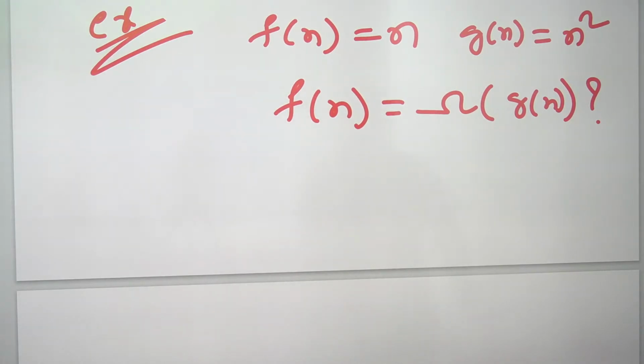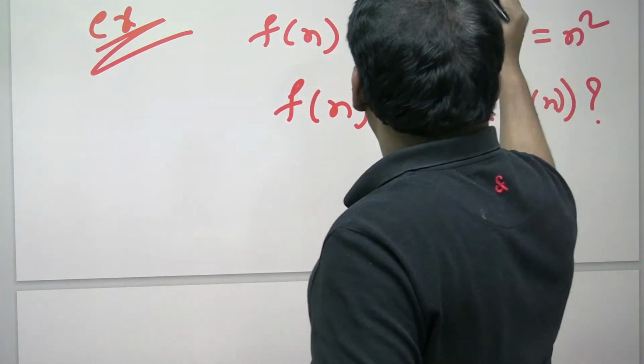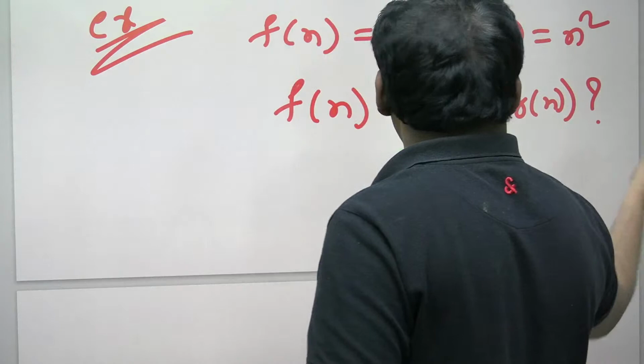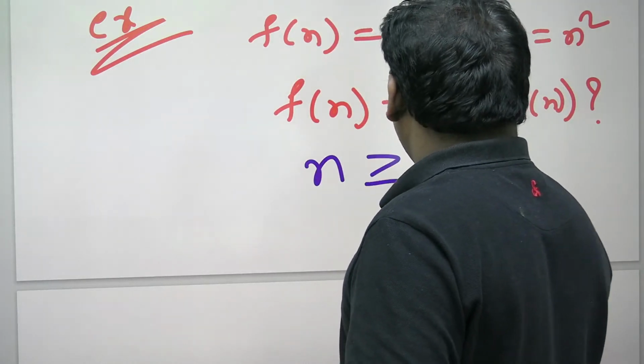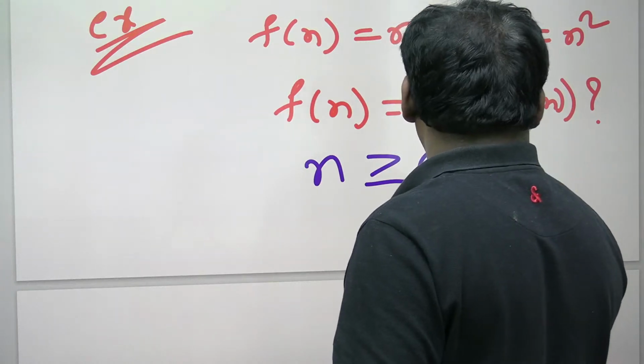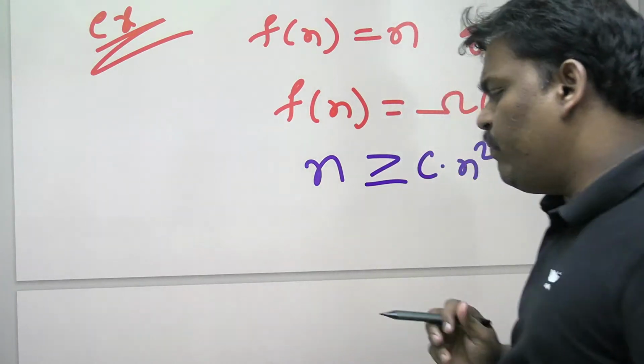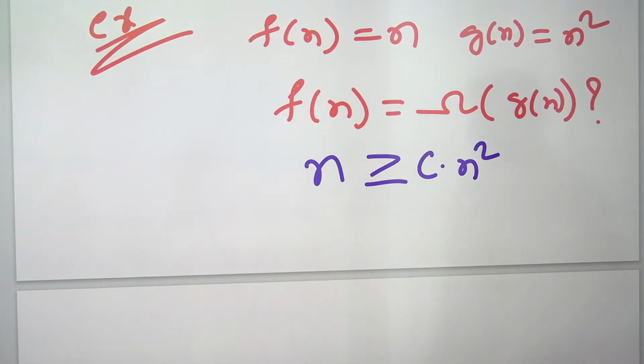Yeah, let me try this one. This is f of n is n. Because omega means greater than or equal to some c into g of n, which is n square. To be frank, comparing left and right, right is bigger. I want to prove left is bigger.